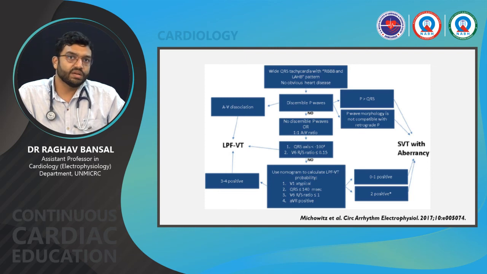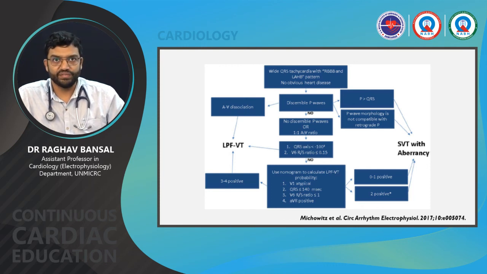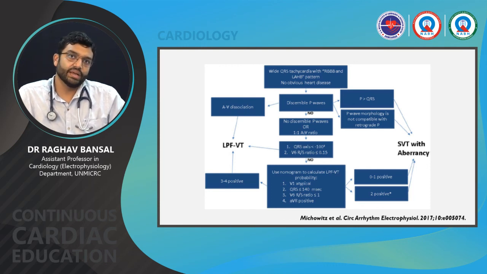So how can we differentiate between the posterior fascicular VT and SVT with aberrancy? We first have to look at discernible P waves. If there is AV dissociation and V is more than A, it points straightforwardly towards VT. If A is more than V, it points towards an SVT with aberrancy. It might be an atrial tachycardia.